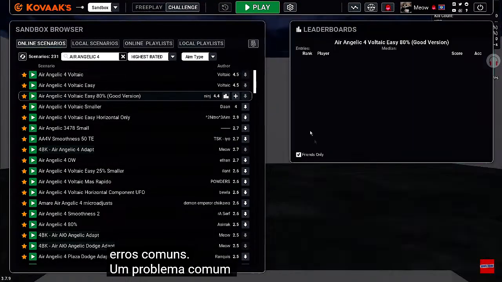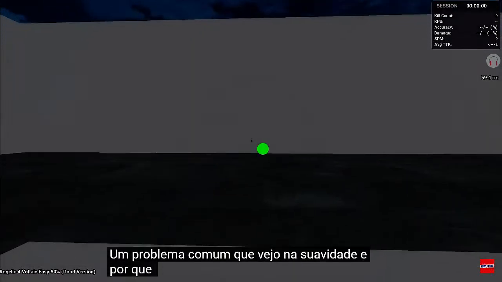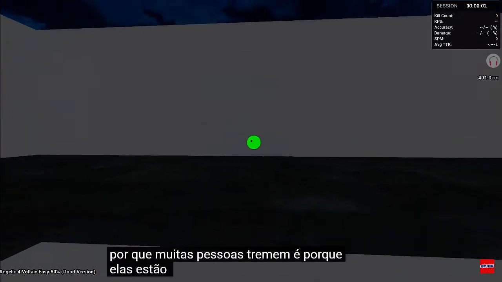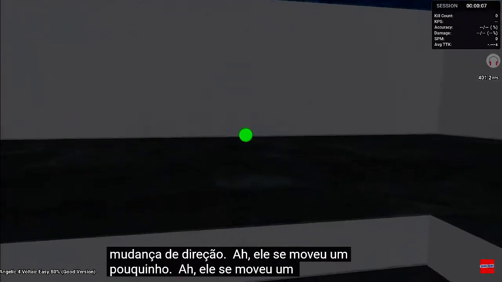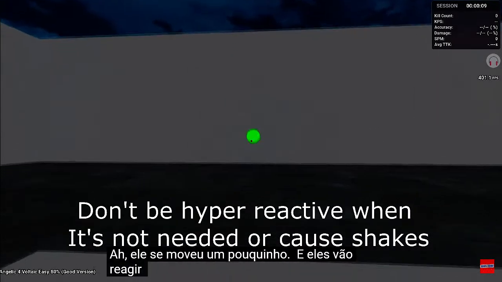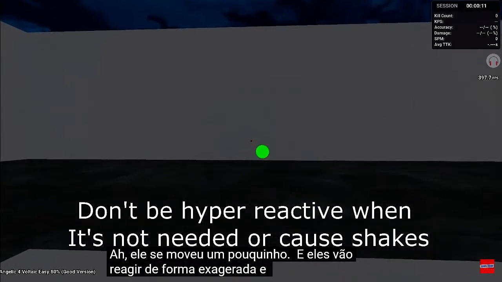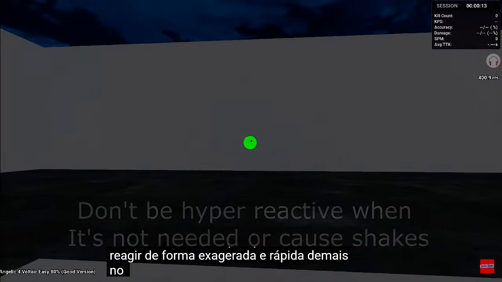A common issue I see in smoothness, and why a lot of people shake, is because they're overly ready for any small change in direction. Oh, he moved a little bit. And they'll overreact and be way too quick to react in their tracking.